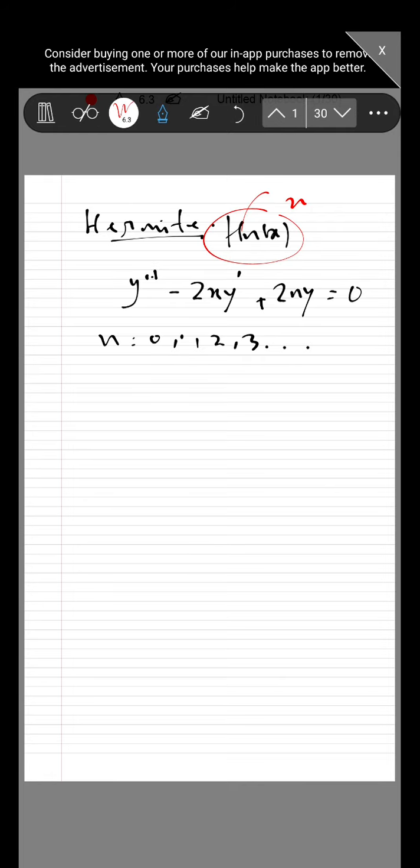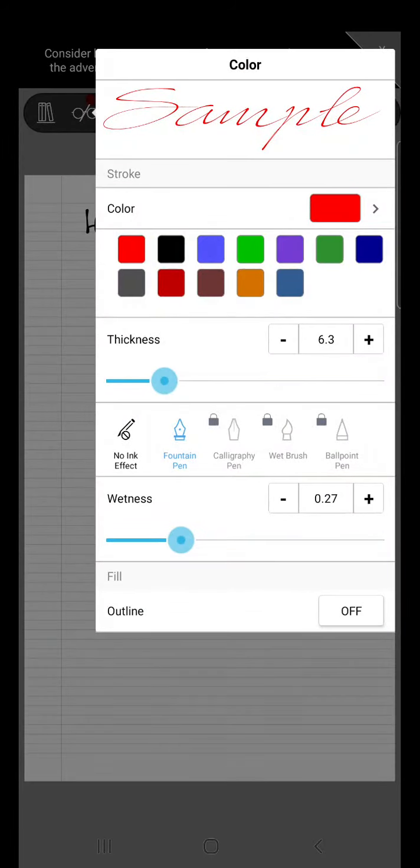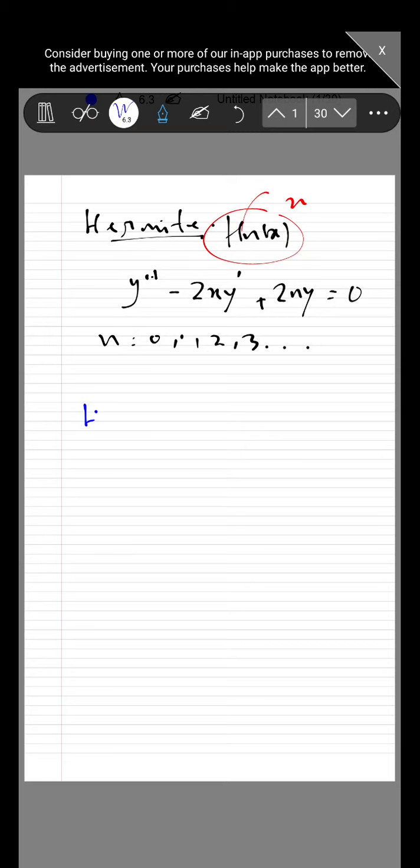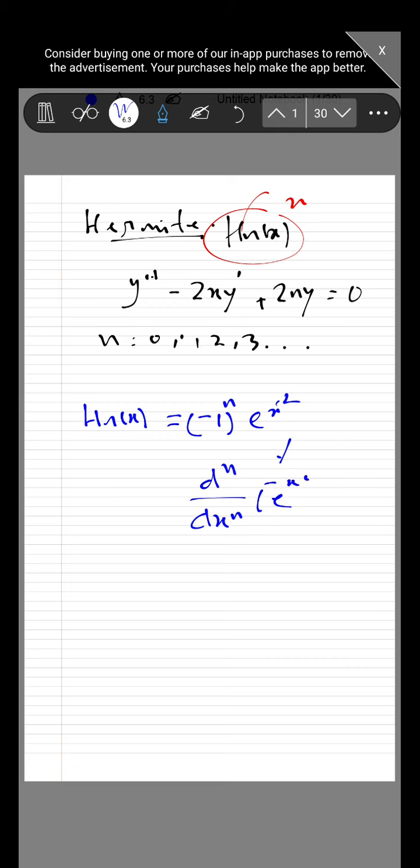So a solution of this differential equation in terms of the Hermite polynomial is expressed as H n of x, which is equal to minus 1 to the power n e to the power x square into d to the power n by dx to the power n of e to the power minus x square, and this expression is popularly known as Rodrigues' formula.